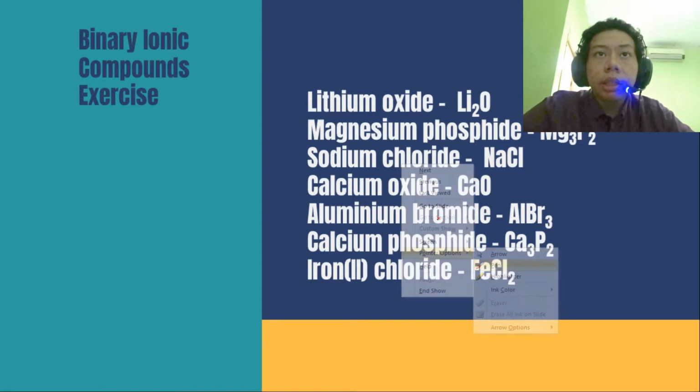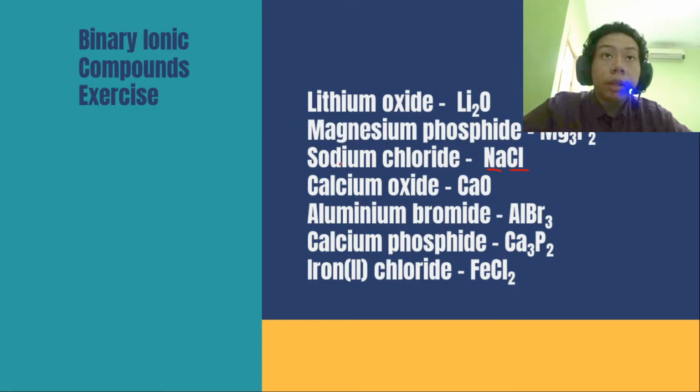Okay, next one is sodium chloride. Sodium is Na and Cl is chlorine. Sodium has plus 1 net charge and chlorine has negative 1. Crisscross method like the previous one, the same. We get Na1Cl1. We don't need to write the 1 here because it is unnecessary.